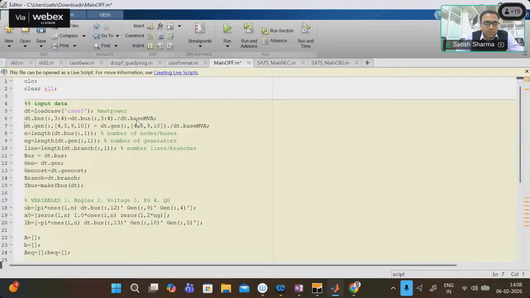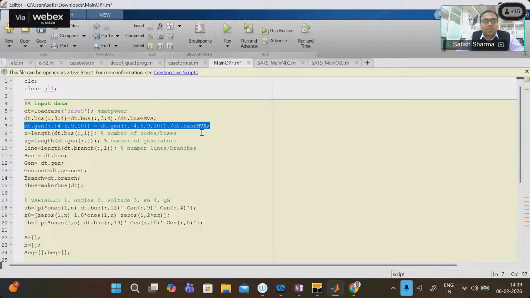The next information which needs to be converted into per unit is the active and reactive power output of the generator. That is variable, but the limits of active and reactive power output we have to convert into per unit. That is available in the data matrix, dt.gen. Here the fourth and fifth columns represent the minimum and maximum limit on the reactive power, and the ninth and tenth represent the maximum and minimum limit on the active power. Whatever the limits, either in megawatts or MVAR, have been converted into per unit.